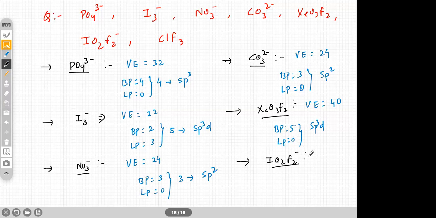IO2F2 minus. Tell me. Valence electrons is 14 plus 12, that is 26. 26 plus 7, 33, 34. If you want to find out the bond pairs and lone pairs on the central atom, you need to have the valence electrons. Go back and check VSEPR. Bond pair is 4, lone pair is 1. So it is 5, sp3d. What is the last one? Tell me the hybridization, the last one.